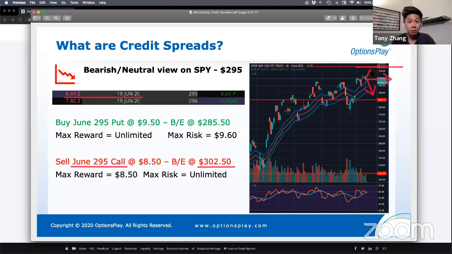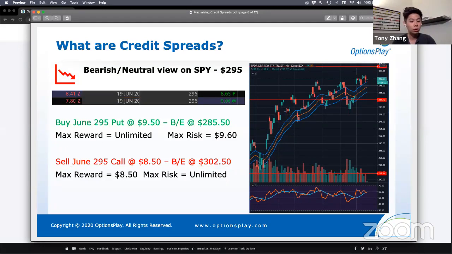The flip side, the downside to selling strategies, is that you have unlimited risk. This basically means the stock goes to infinity, which, chances are, between now and June, SPY is probably not going to go to 350, 400, right? But it's just important to understand what type of risk you're taking when you're selling a call option.